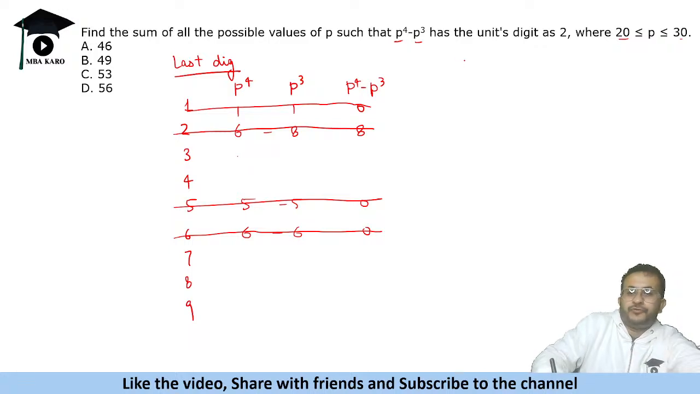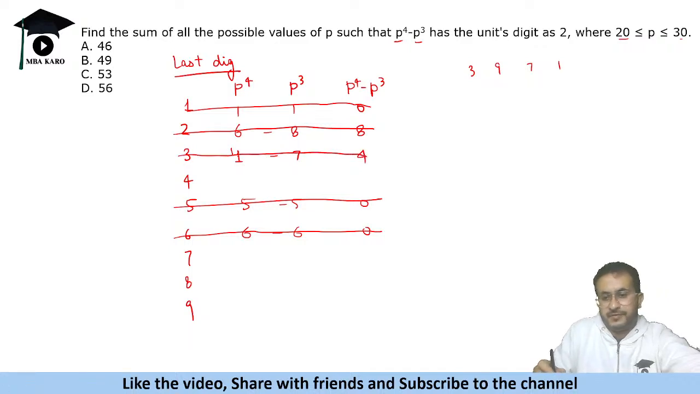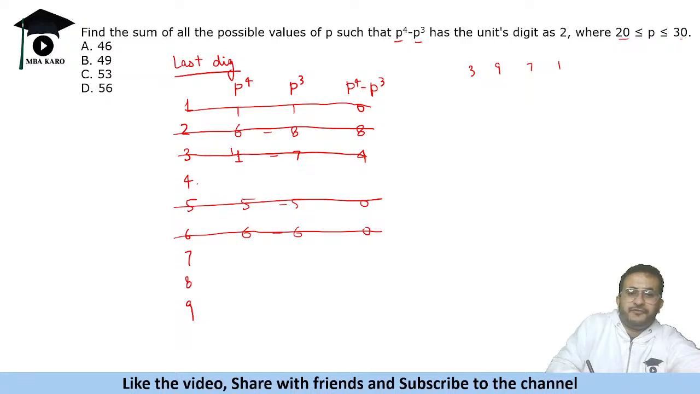3 to the power 4, 3, 9, 27, 81, so 1, and 3 cube is 7 from 27. Okay, so this is 4, again not a possible value. Then we have 4. 4 to the power 4, we have 4, 6, 4, 6, so fourth power will be 6, and this is 4. 6 minus 4, last digit is 2, so this will be a valid number.